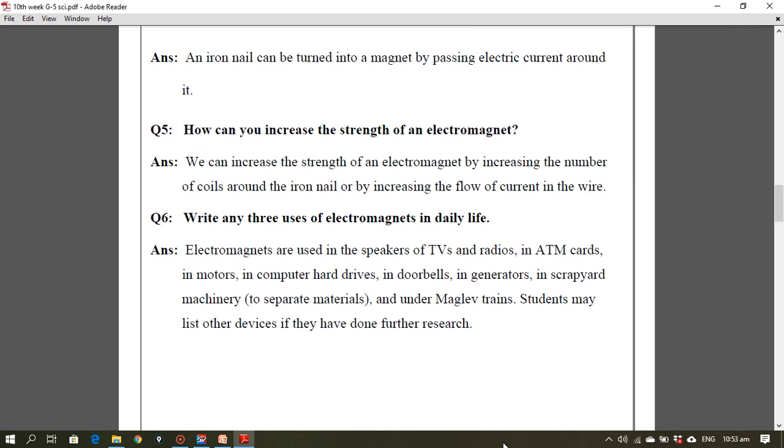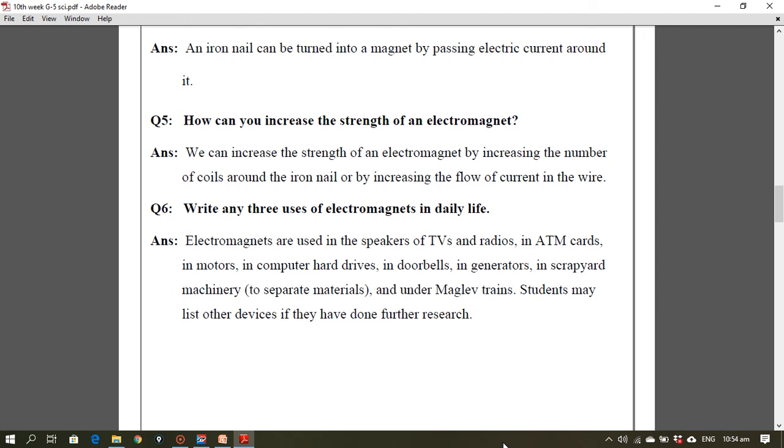Question number 6. Write any 3 uses of electromagnets in daily life. Electromagnets are used in the speakers of TVs and radios, in ATM cards, in motors, in computer hard drives, in doorbells, in generators, in scrapyard machinery, to separate materials, and under maglev trains. Students may write other devices if they have done further research.